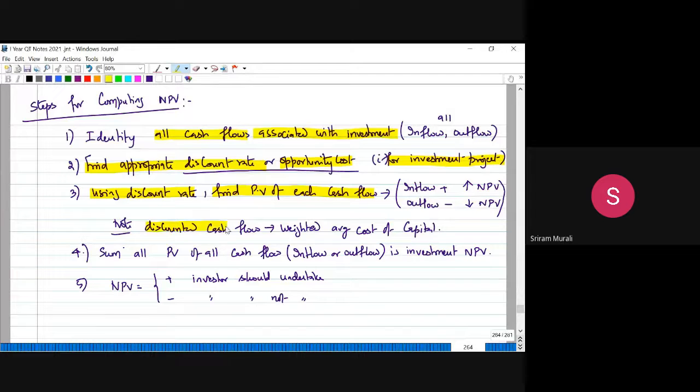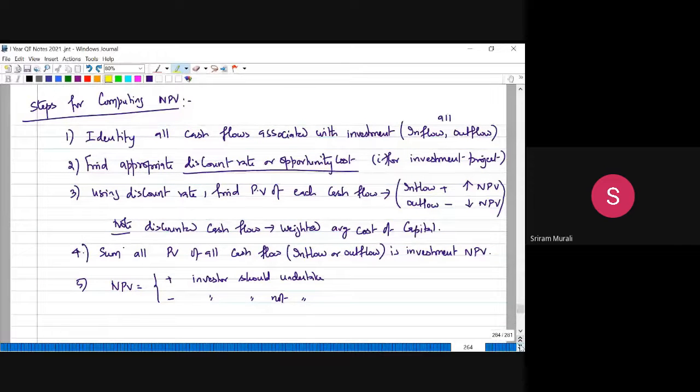So the discounted cash flow implies the weighted average cost of capital. Discounted cash flow is nothing but the weighted average cost of capital. The sum of all present values of cash flows, inflow or outflow, is called net present value. If net present value is positive, the investor should undertake the investment. If net present value is negative, the investor should not undertake it. So these are the standard phenomena you should know before getting into these problems.